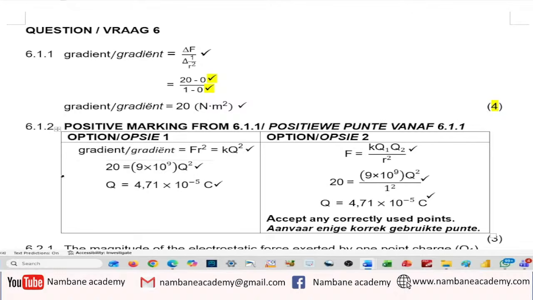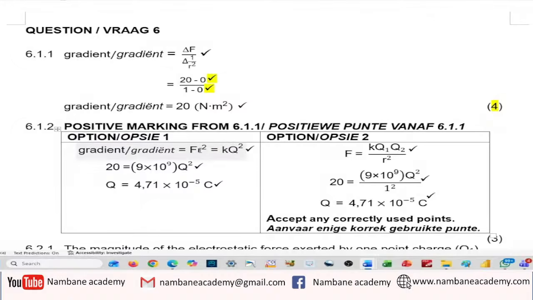So if we use the gradient there, from the formula we can see that, or rather from the units, the gradient is force times r squared, which is equal to kq squared. So that is what the gradient is equal to. So the relation of gradient and the formula will give us 1 mark. Learners must be able to relate the gradient with the formula or an expression from the formula. The expression from the formula that the gradient will be equal to will be Fr squared, which is equal to kq squared. I hope colleagues get what I am saying.